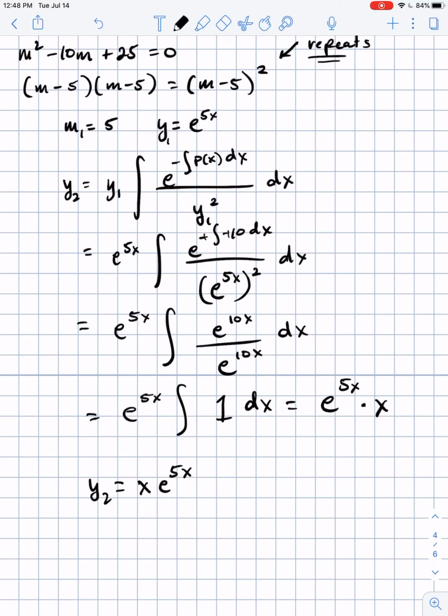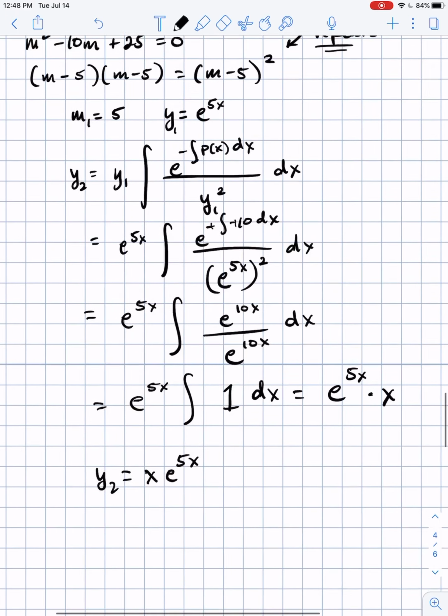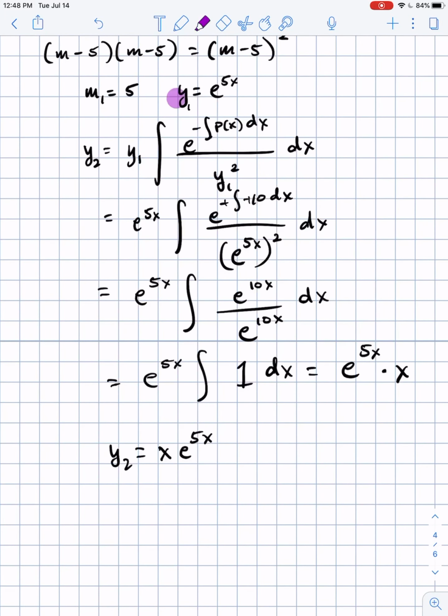Now, you don't have to do this every time, because I'll show you the setup after I write it out. So my solution is, like we found, y1 and y2. So again, you're doing the same thing. Y equals c1 e to the 5x plus c2 x e to the 5x.